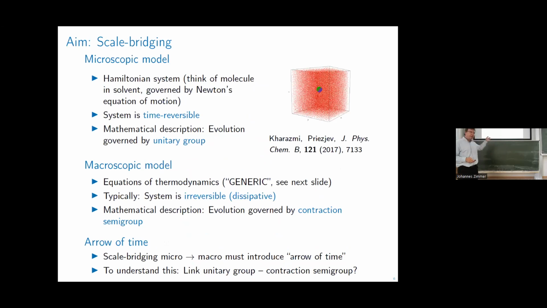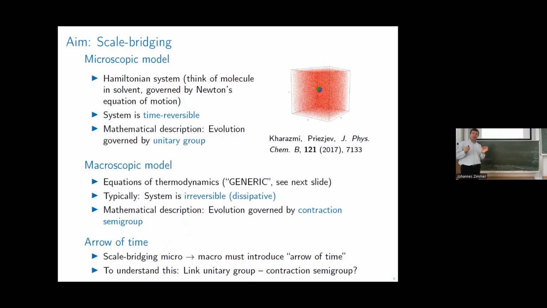Now back to the problem. This is a slide I've shown before. I've only added 2 lines, I think. So I want to go from this Hamiltonian system I introduced before, which is time reversible.